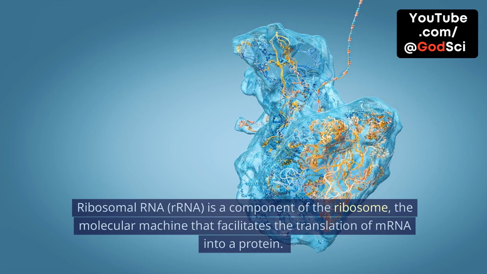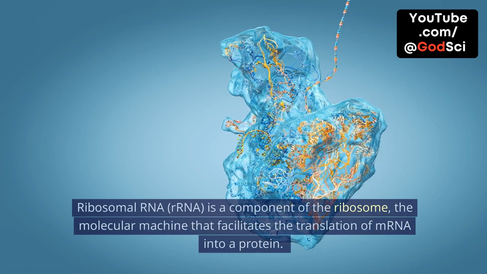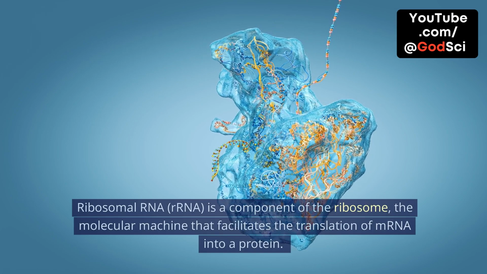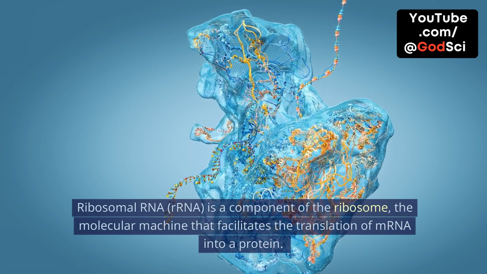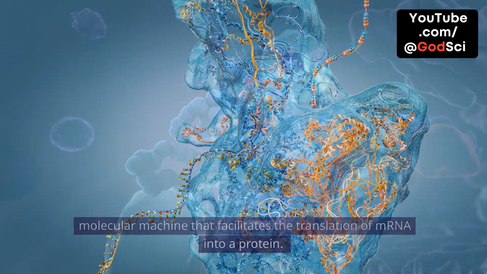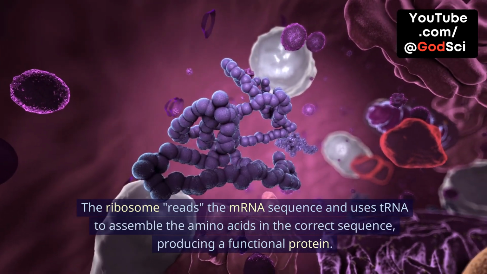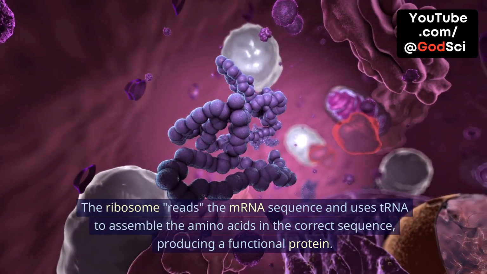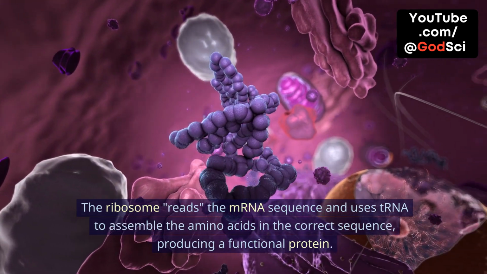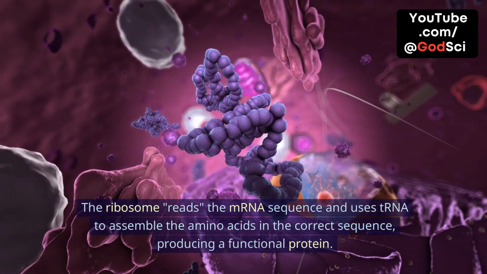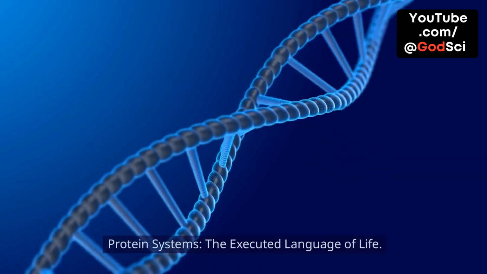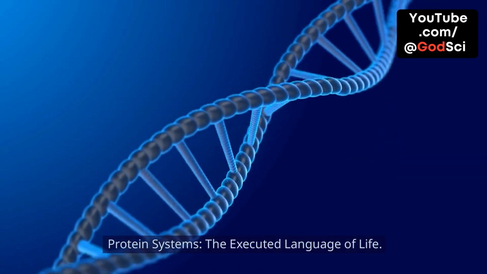3. rRNA as the machinery. Ribosomal RNA, rRNA, is a component of the ribosome, the molecular machine that facilitates the translation of mRNA into a protein. The ribosome reads the mRNA sequence and uses tRNA to assemble the amino acids in the correct sequence, producing a functional protein. Protein systems, the executed language of life.